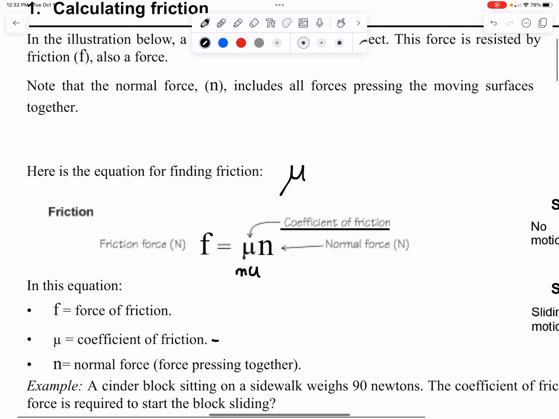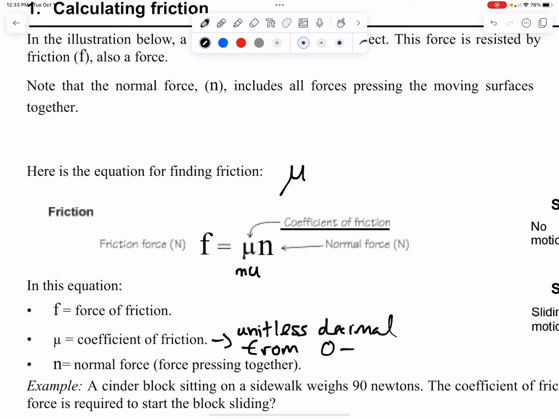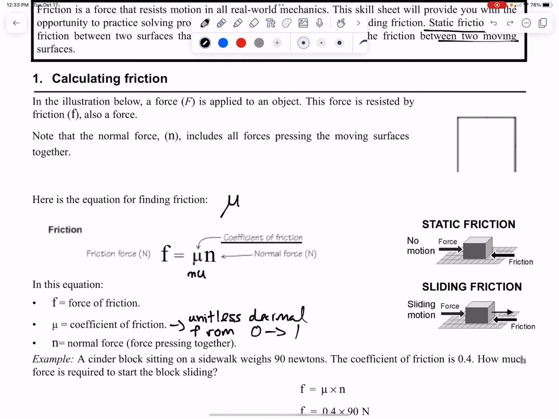The coefficient of friction is going to be a unitless decimal in the answers, and it is going to range from 0 to 1. So it'll be a unitless decimal somewhere in that range. The closer you are to 0, the closer the situation is to being completely frictionless. The closer to 1, the rougher the two surfaces are as they contact each other.